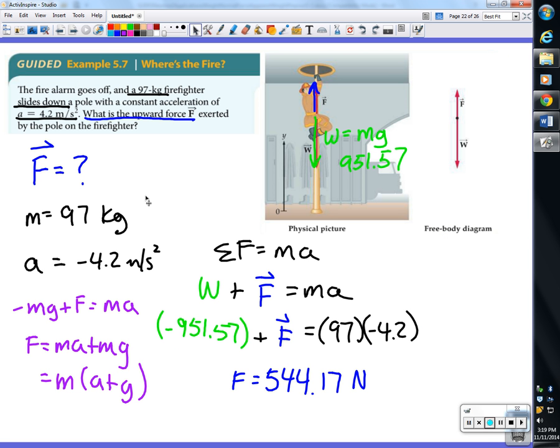The second example that we did on Tuesday dealt with this firefighter who was sliding down the pole. Never mind the purple in the bottom corner. That was an example I was talking about at the end of class with a different student.